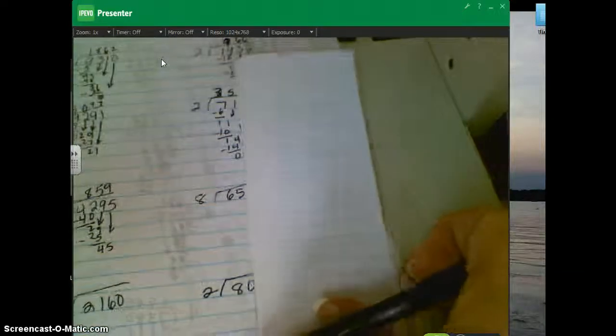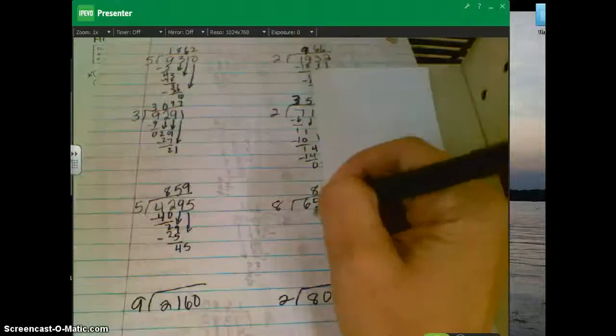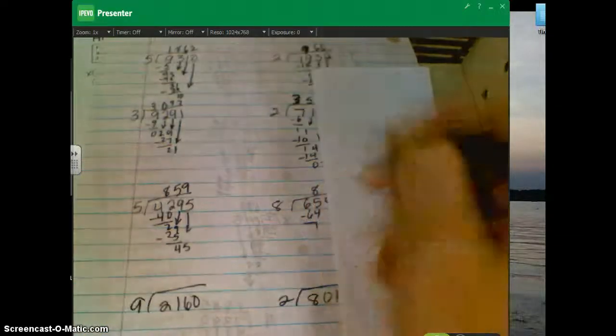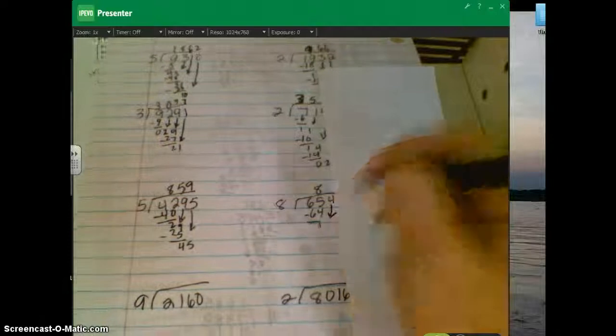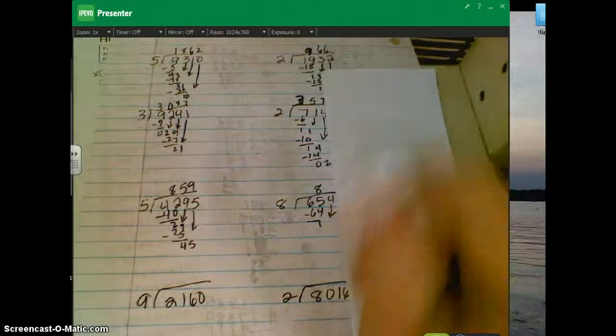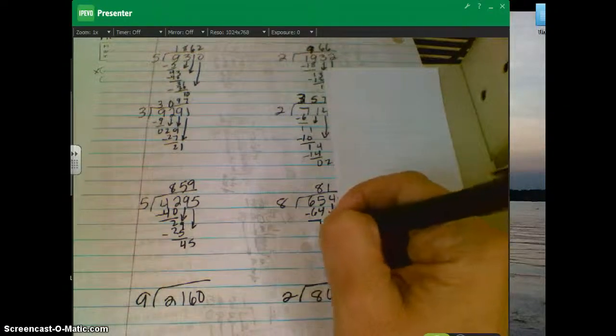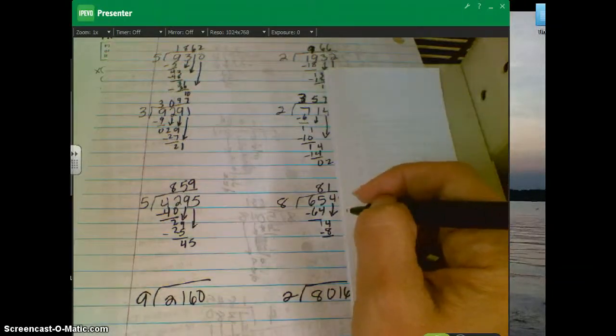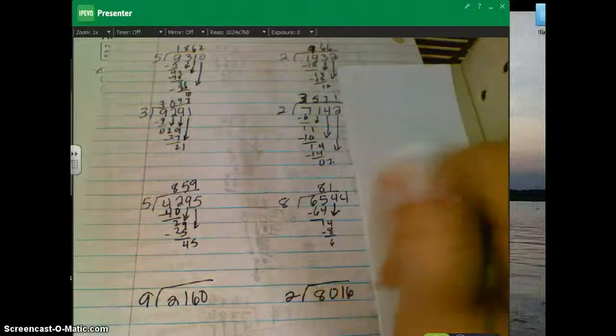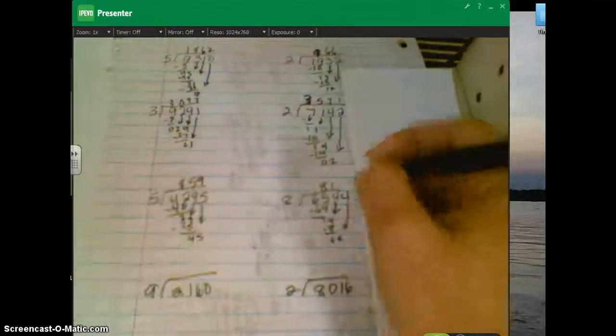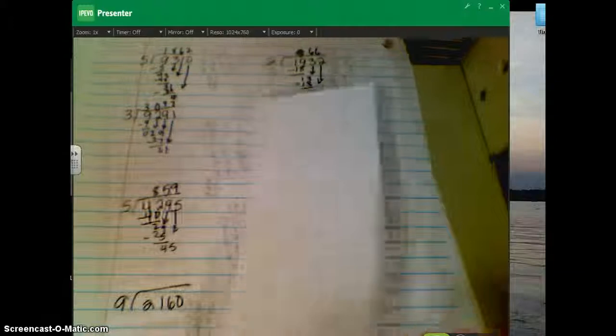Moving over. 8 will not go into 6. It's too small, but it will go into 65. Not exactly, though. And 8 times 8 is 64. Subtract and you get 1. Bring down your 4. I forgot to bring it down. 8 times 1 is 8. 8 times 2 is 16. That'll be too big. 6, and bring down our last digit, which is a 4. And 8 times 8 is 64. So we're done with that one.